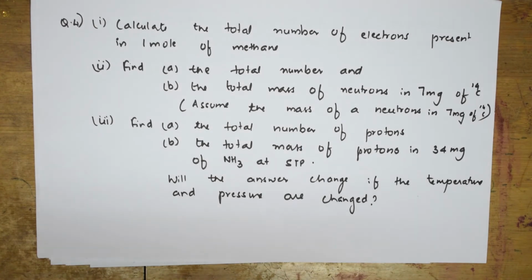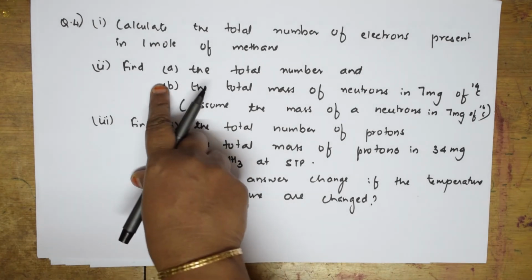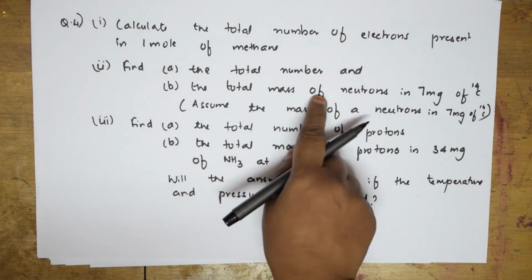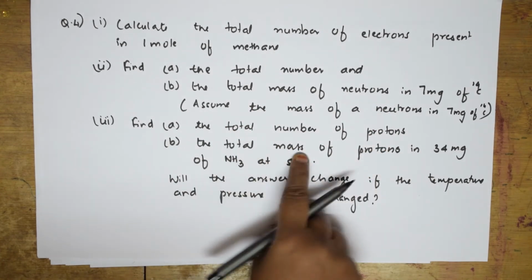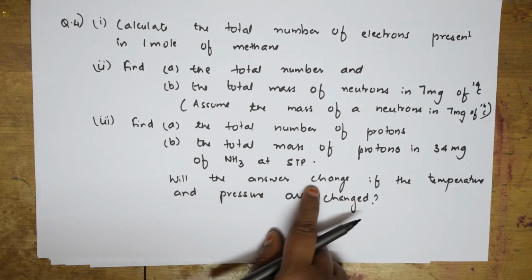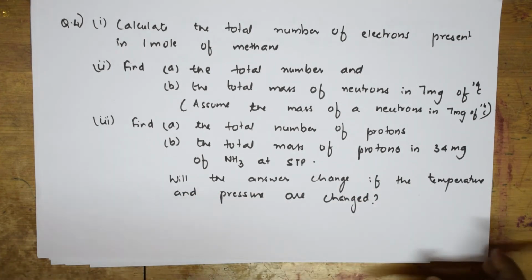Okay, one is the number of electrons. Then I need to find the total number and total mass of neutrons. Then I need to find the total number of protons, the total mass of protons, and whether the answer will change if the temperature and pressure are changed. Okay, this is the concept.